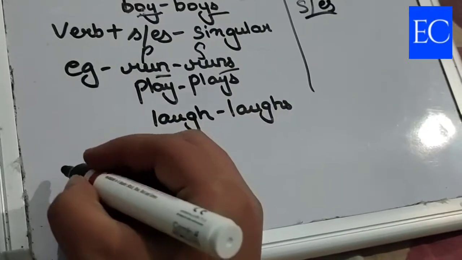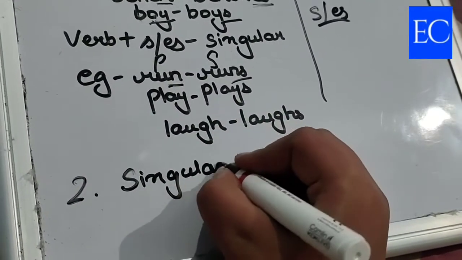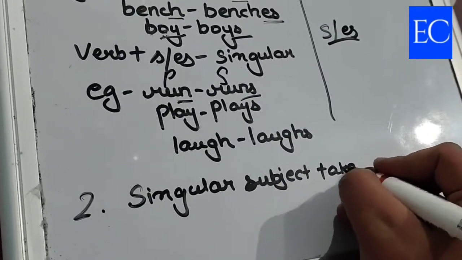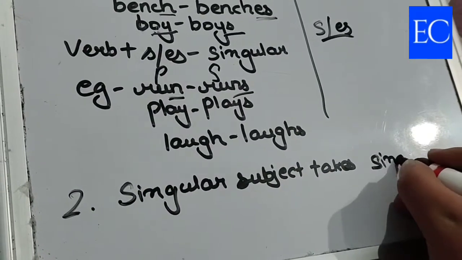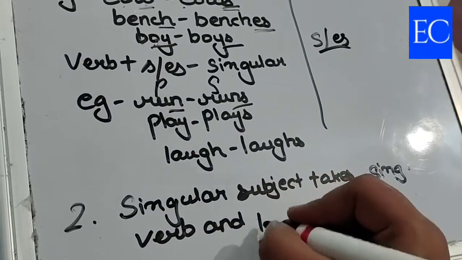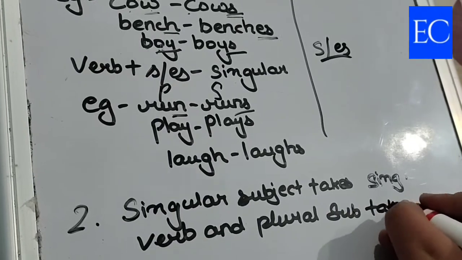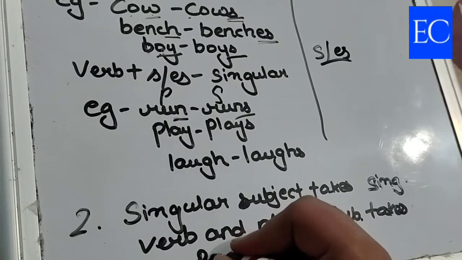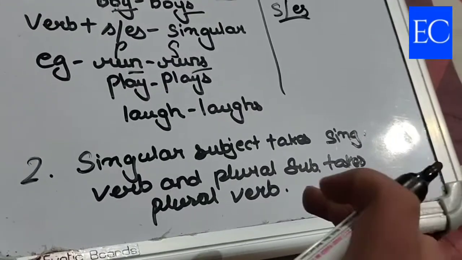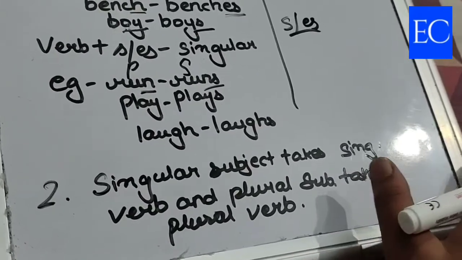Second rule. Our second rule states that a singular subject takes a singular verb and a plural subject takes a plural verb. The second rule states that singular subject takes singular verb and plural subject takes plural verb. Let us see some examples.